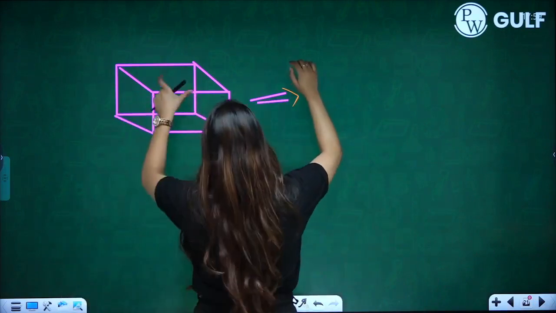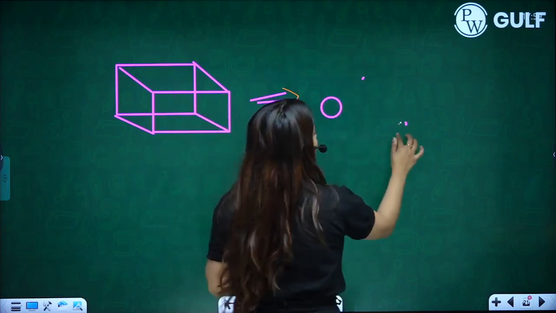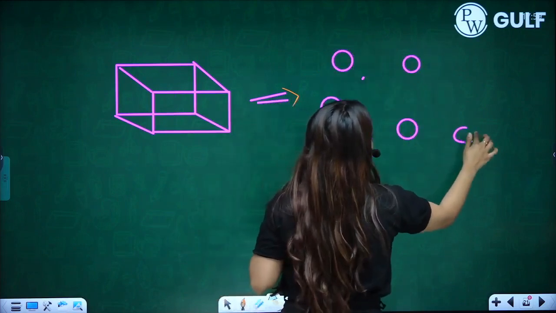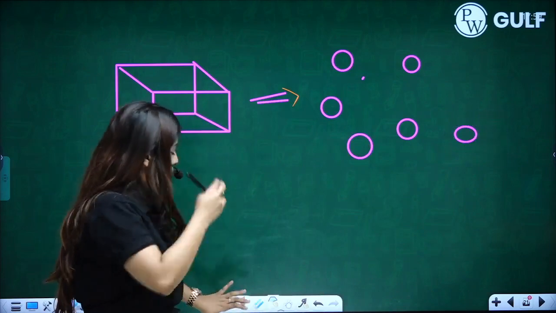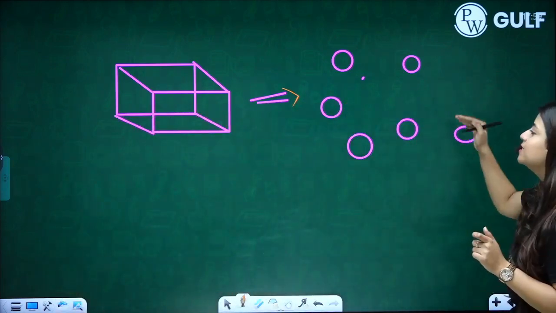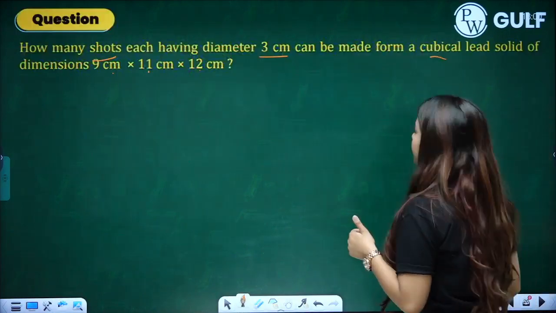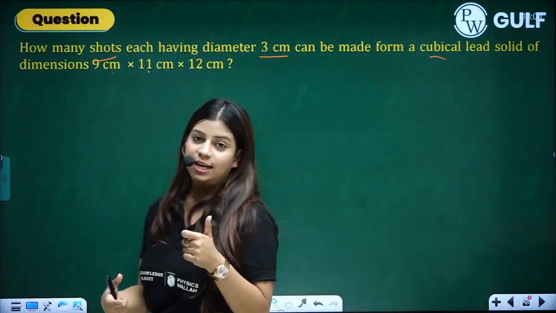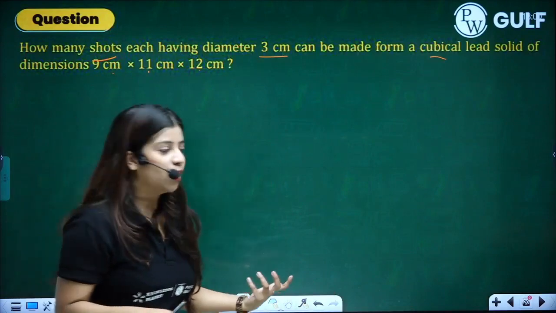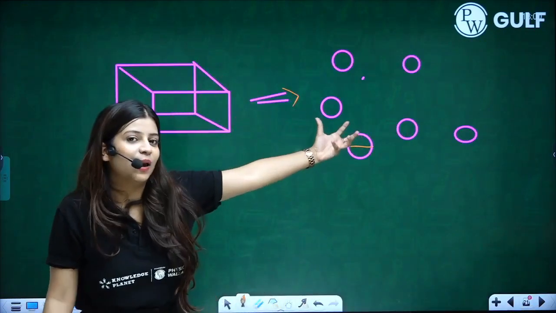So this cube is melted down and reshaped into small spherical shots. It is given that these spherical shots have a diameter of 3 centimeter. They are asking us how many shots. So what we know over here is that the volume remains the same.